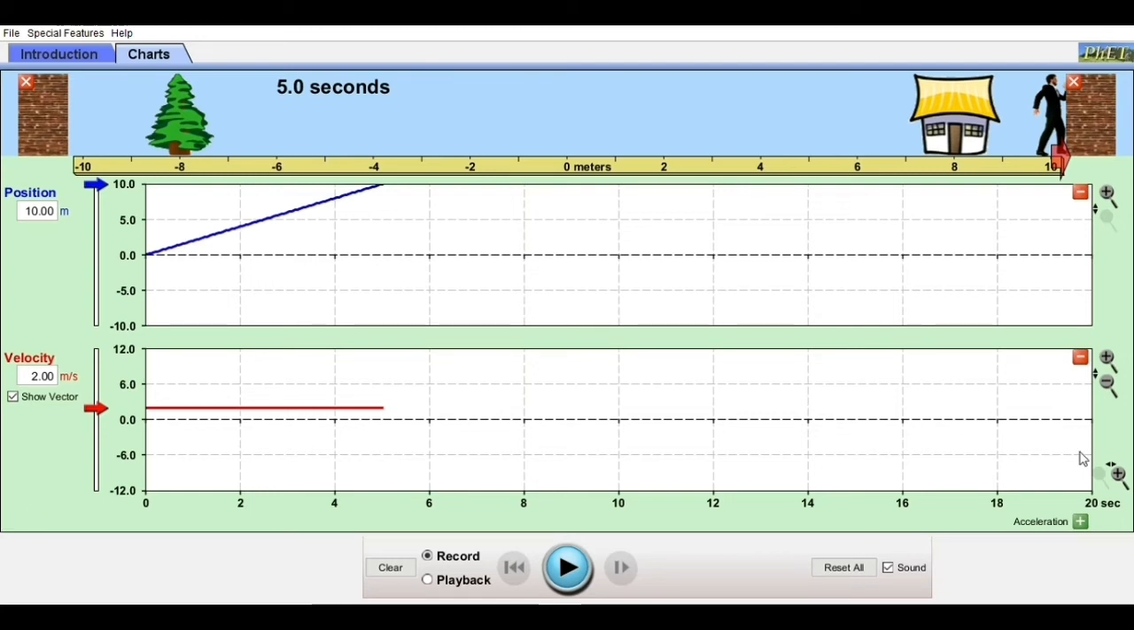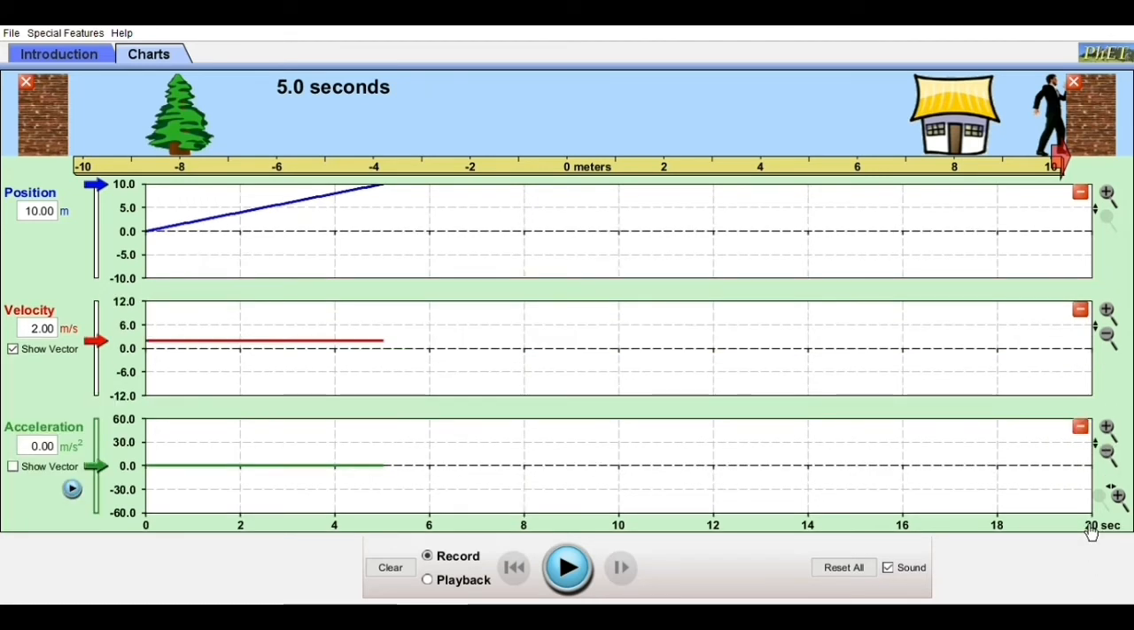Let's take a look at its acceleration graph. Okay, the acceleration graph, you can see here, is 0 because we haven't assigned an acceleration. What do you think will happen to the graph of the position versus time and the velocity versus time graph if we assign an acceleration of, let's say, 2 meters per second squared? Can you make a guess first?